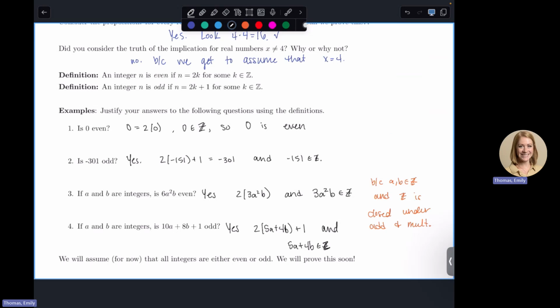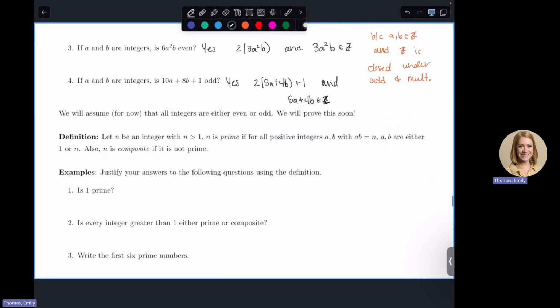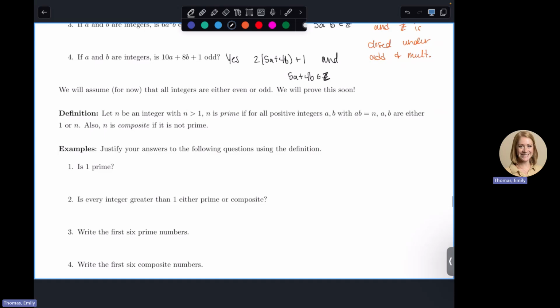Okay, so again, we will assume for now that all integers are either even or odd. We'll prove it in a week or two. We have another definition, well, two here. n is some integer that's greater than 1. It's prime if for all factors, those factors are between 1 and n. There are a lot of words there to express that, but if you have some integer bigger than 1 that you can write as two factors, those factors are either 1 or n. And if it's not prime, then the number is called composite.